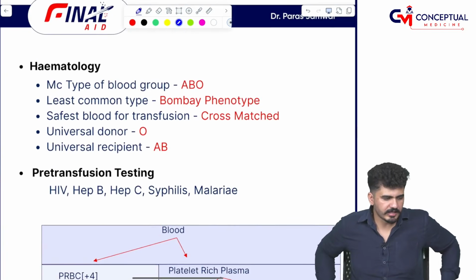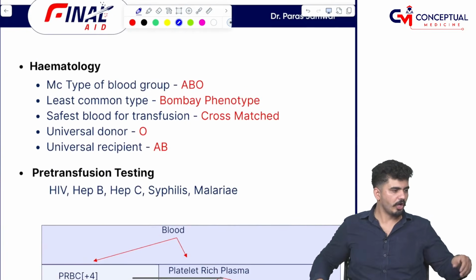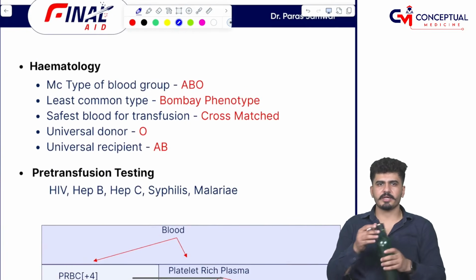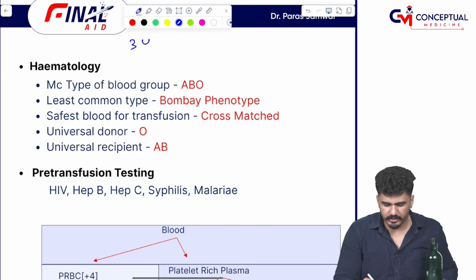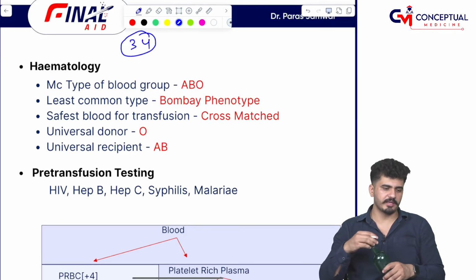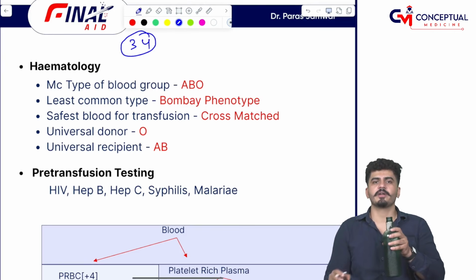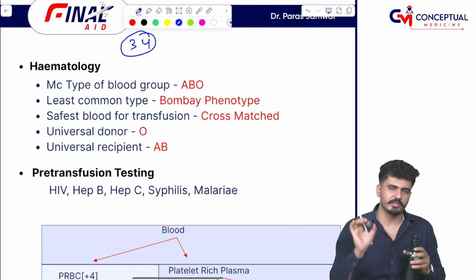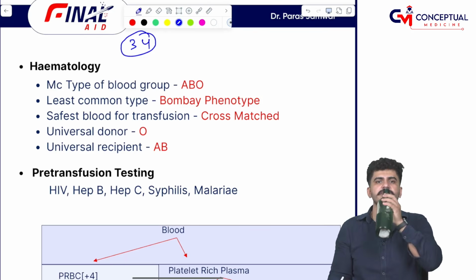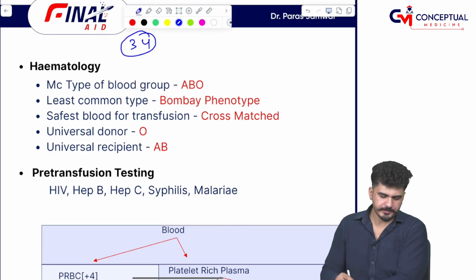Now coming to the last part of pathology which we are going to complete right now, which is hematology, and hematology for sure is going to give you at least 3 to 4 MCQs in the coming exam. So make sure you learn hematology very nicely. I'll spare maybe 10 more minutes to teach the main crux of hematology. Chalo, let's start with hematology.